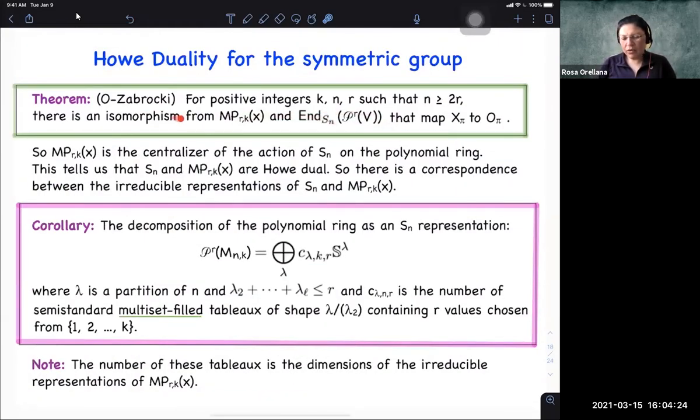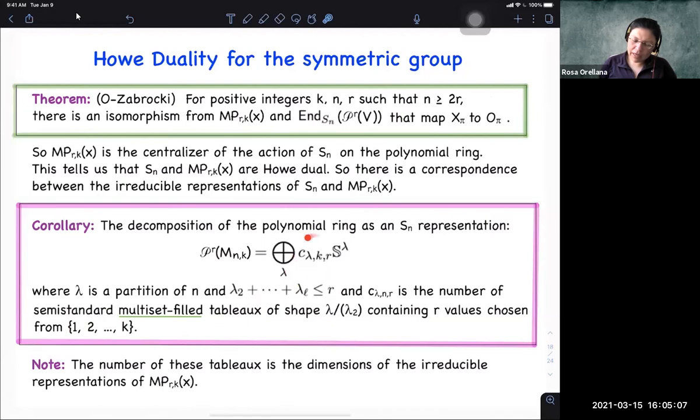So basically, by showing that these were commutants with each other, we were able to find these coefficients. Remember, we wanted to decompose the polynomial ring as S_n representations. And what we found is that they are going to be multiset filled tableaux. In a very nice way, the multiplicities are described by multiset tableaux of some shape like lambda, that contains r values chosen from this set. So basically, you could choose all ones, but you have to choose r of them. So all possible ways to fill them up. This is what these numbers are.